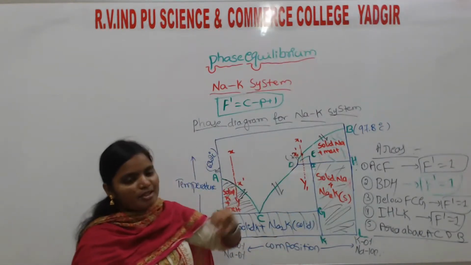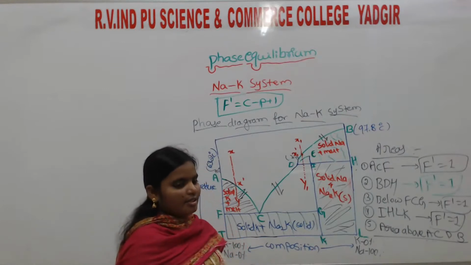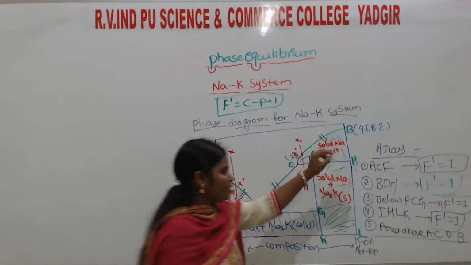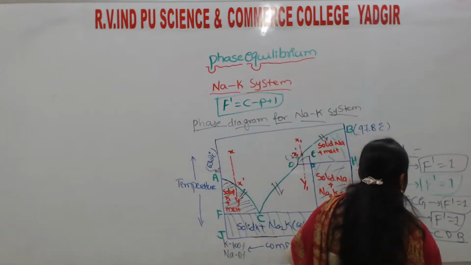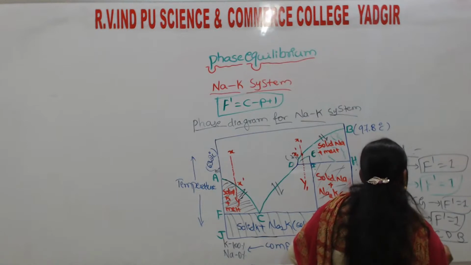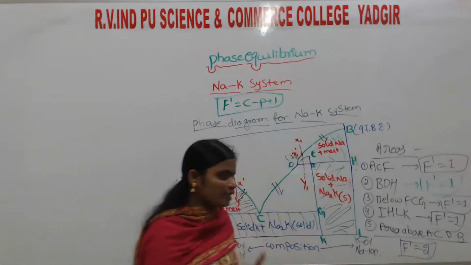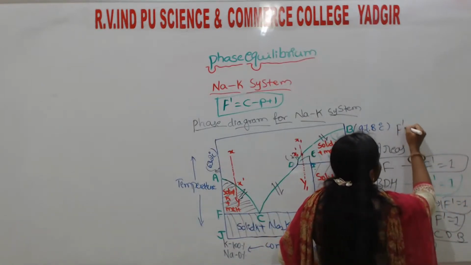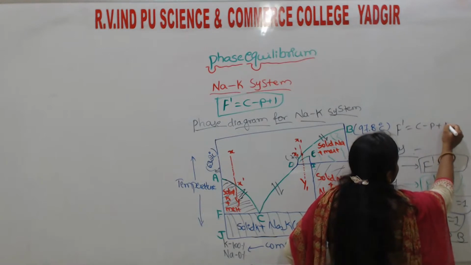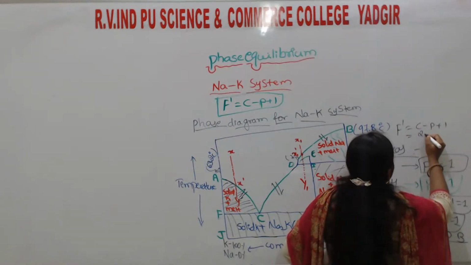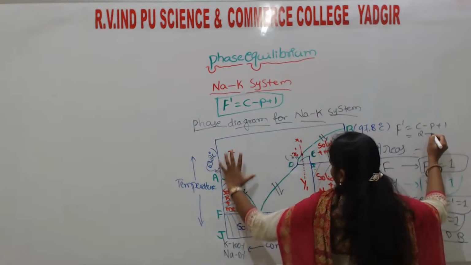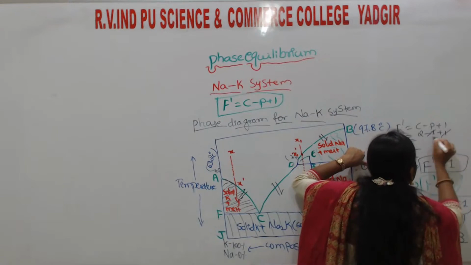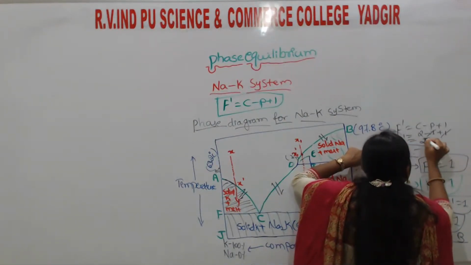Above ACDB, only a single phase is present, and this is bivariant. Here F dash is equal to 2. Here only a single phase in the melt state is present. Here I write F dash equals C minus P plus 1, which is 2 for a two-component system, minus 1 phase, plus 1. Here F dash is equal to 2.